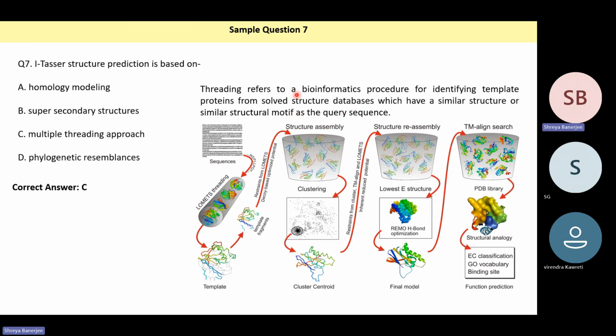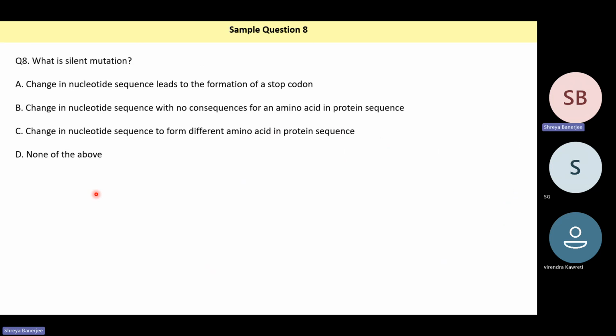So in threading, we take the entire unknown sequence and we find out portions of the sequence which belong to known structures. In multiple threading, we put all these known structures together and get a predicted structure for the unknown sequence. That is what I-TASSER is based on. That is the multiple threading approach. That is option C. The next question is asking, what is silent mutation?